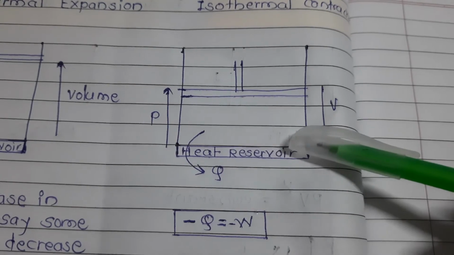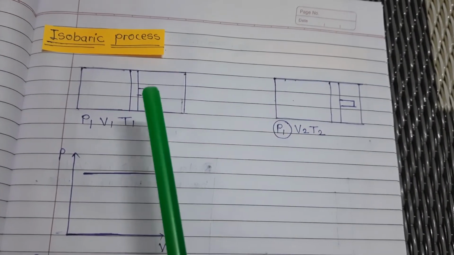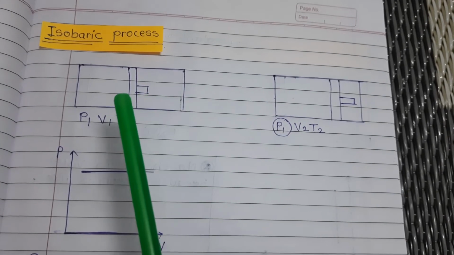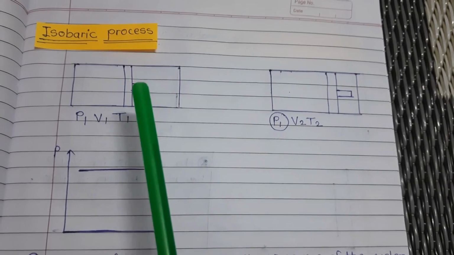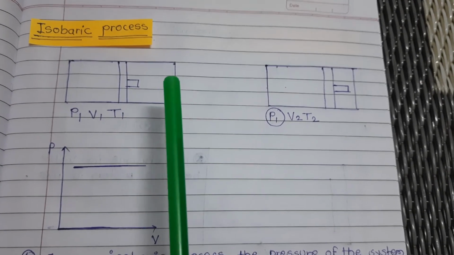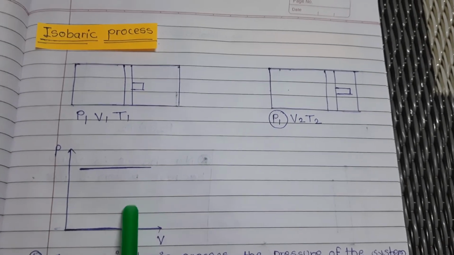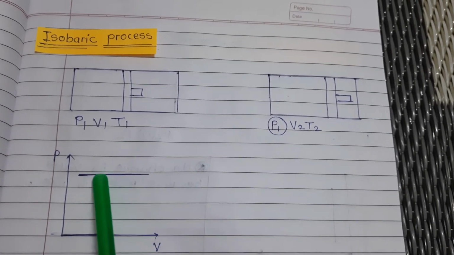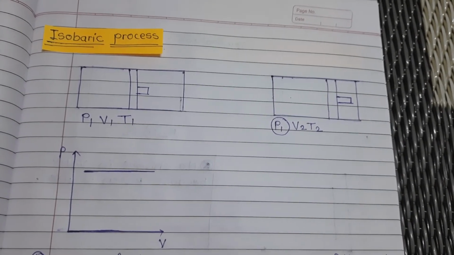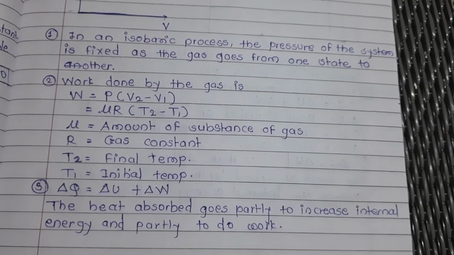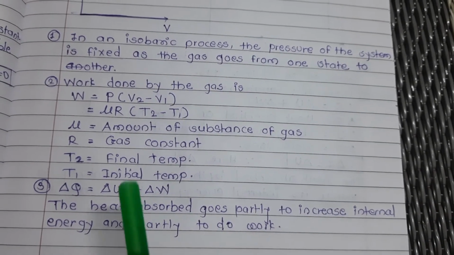Now, isobaric process. We already know that iso means same, baric means pressure, so it is a constant pressure process. Hence, in the PV graph, same pressure means a straight line. It's so easy.